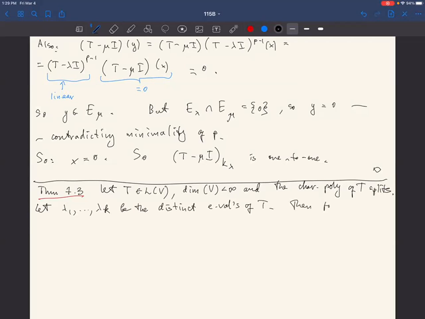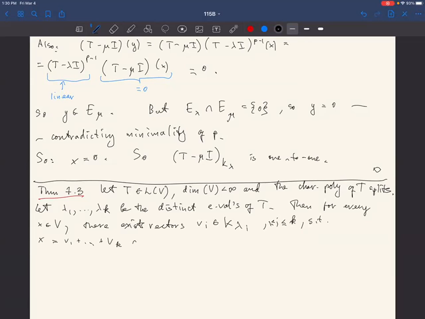Then for every vector x in V, there exist vectors v_i belonging to the corresponding generalized eigenspace K lambda i, for all i between 1 and k, such that x is the sum of them. So x is equal to v1 plus v2, etc., plus vk. So every vector can be written as a sum of vectors from the corresponding generalized eigenspaces.